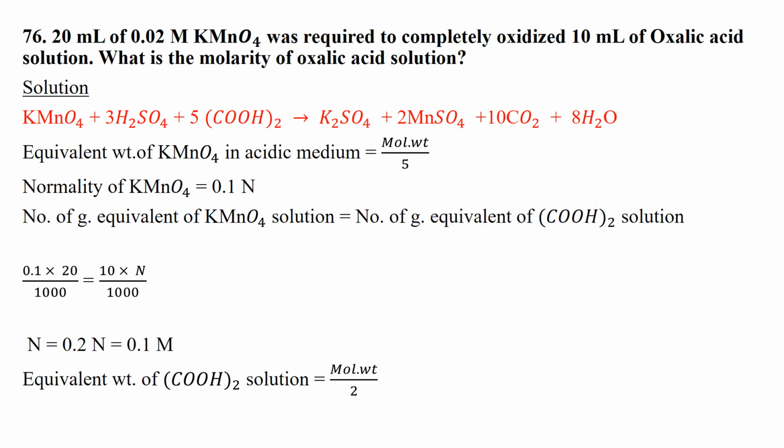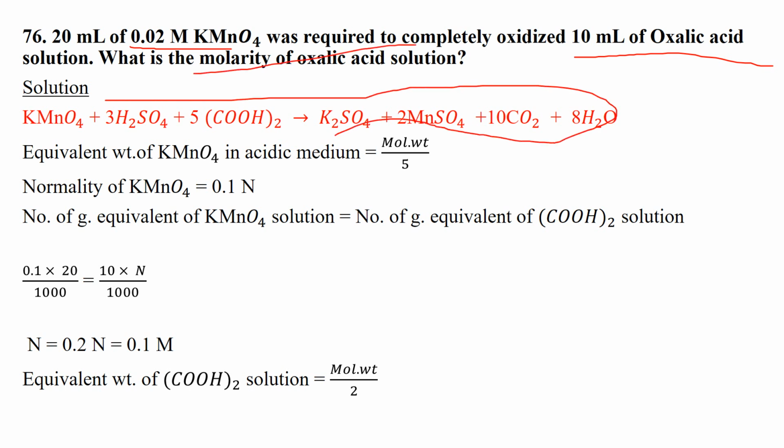Next question. 20 ml of 0.02 molar potassium permanganate was required to completely oxidize 10 ml of oxalic acid. Then we have to calculate the molarity of the oxalic acid solution, right? This is the general reaction of the above problem. Then we have to convert this 0.02 molarity into normality, right?